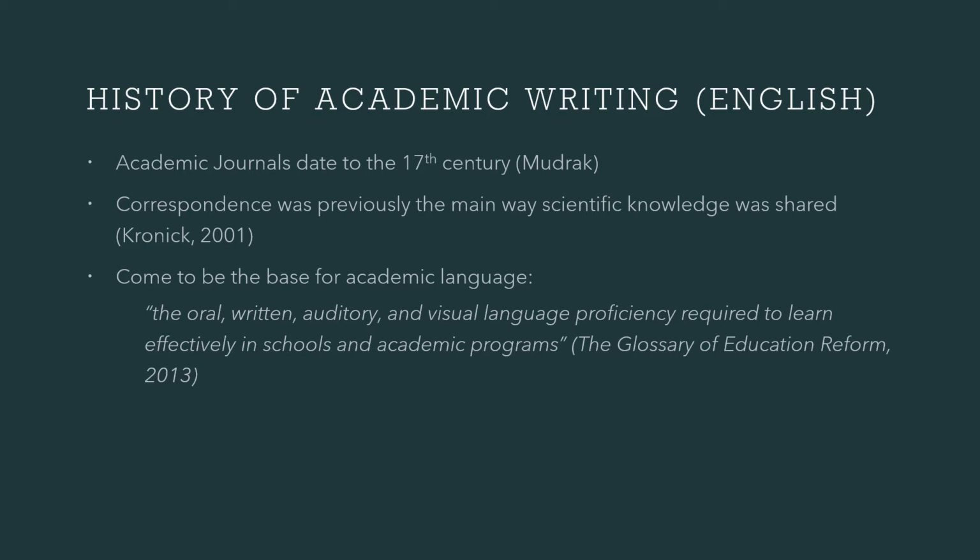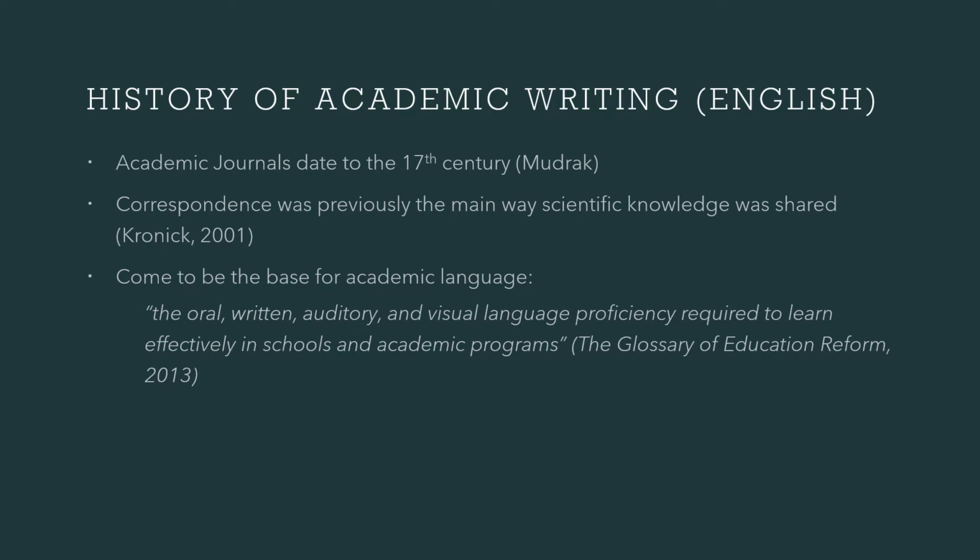So, to begin, the history of academic writing. You can trace it back quite a long ways, but the first academic journals date to around the 17th century. Prior to then, correspondence was previously the main way that scientific knowledge was shared in the Western world. This primarily applies to the Western world. Just establishing some limitations here.